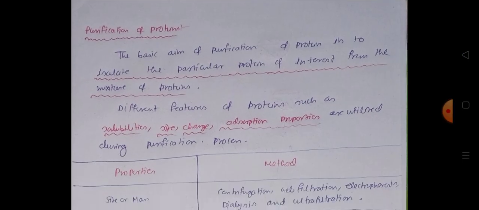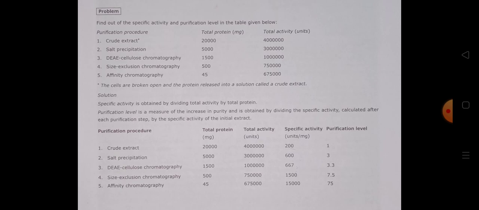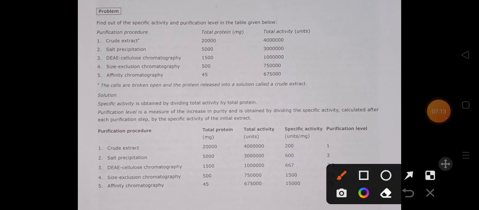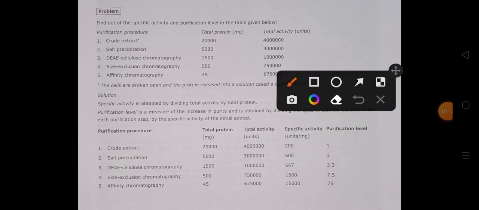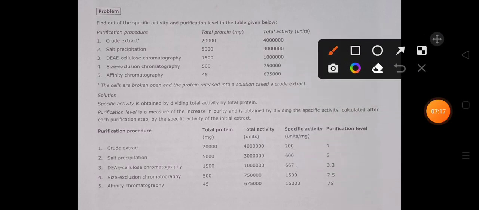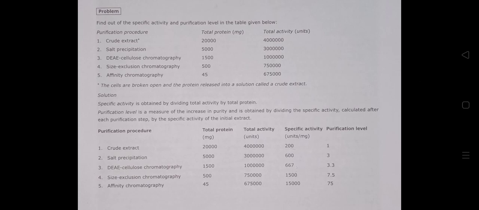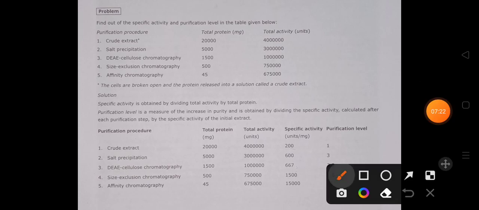Now we are going to do a mathematical problem on the purification of protein to understand it more clearly. I have taken this problem from the CSIR Pathfinder Life Science book, so you may also find it in that particular book. Now let's try to read the question. They are telling us to find out the specific activity and purification level in the table below.